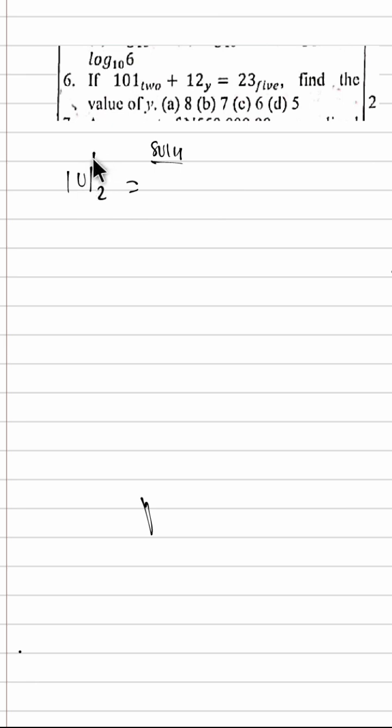The first digit is 1. Because we're working towards base 2, we multiply by 2. The second one will be the base to the power of 2, because the next one will be 2 times this 2, let's make it a 4. So this one will be 4 because we are working towards base 2.